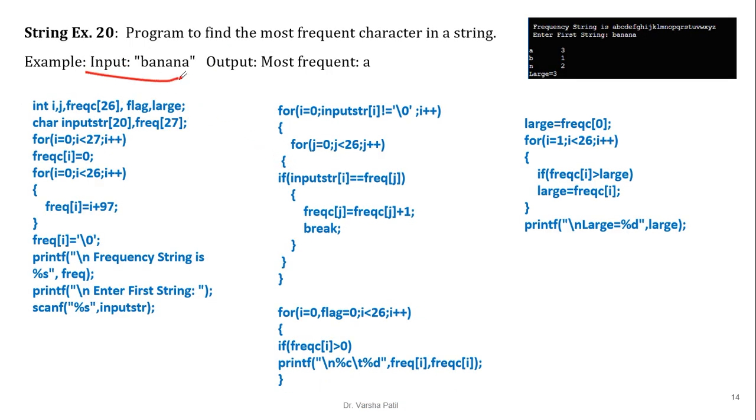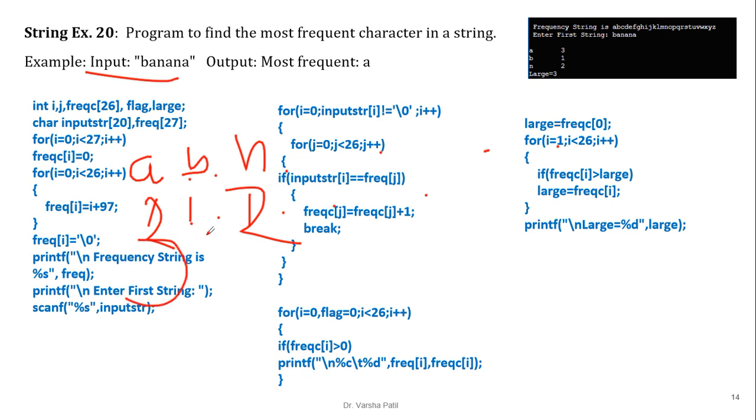Now see, for this program also I am using the same previous logic. When input is banana, output is the most frequent, A. So what I use is 26 characters. I use their frequency count. Initially the frequency count is 0. For example, if B comes, the frequency of B becomes 1. A comes, frequency of A becomes 1. Then N comes, frequency of N becomes 1. Next, A frequency increases, N frequency increases, A frequency increases. So in this way it will happen.